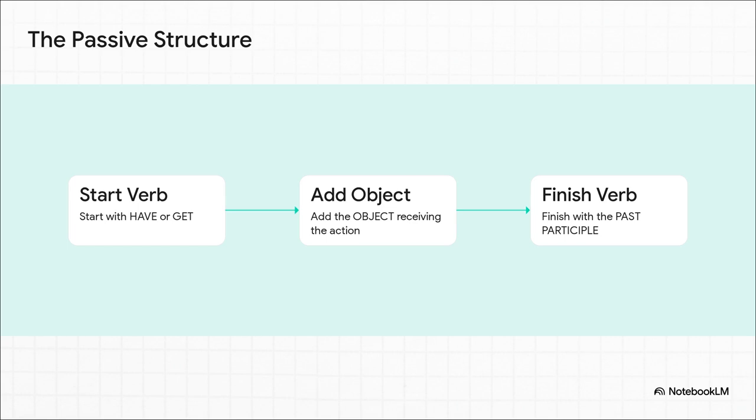You start with either have or get, then you say the object, the thing receiving the action, and you finish with the past participle of the verb. And notice who's missing? The person who actually does the action? They're not even mentioned, because they're not the focus.